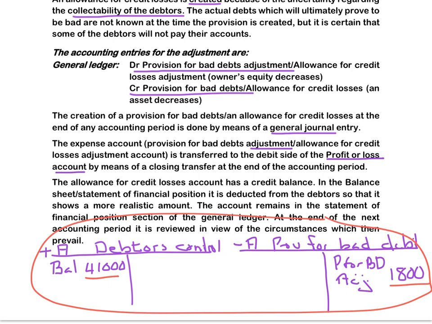The allowance for credit losses, not the adjustment account, will always have a credit balance, because that is my negative asset that will decrease my positive asset, debtors control. In the balance sheet, it is deducted from the debtors to show a more realistic amount. So in the balance sheet, we will show the debtors balance, 41,000, less provision for bad debt, 1,800. This account remains in the Statement of Financial Position section of the General Ledger. We will not take it out of the account again. This 1,800 will stay in that account until the end of the next accounting period, and then you will decide whether you want to increase or decrease it. No entries will be completed during the year in this account, only at the end of the financial period.